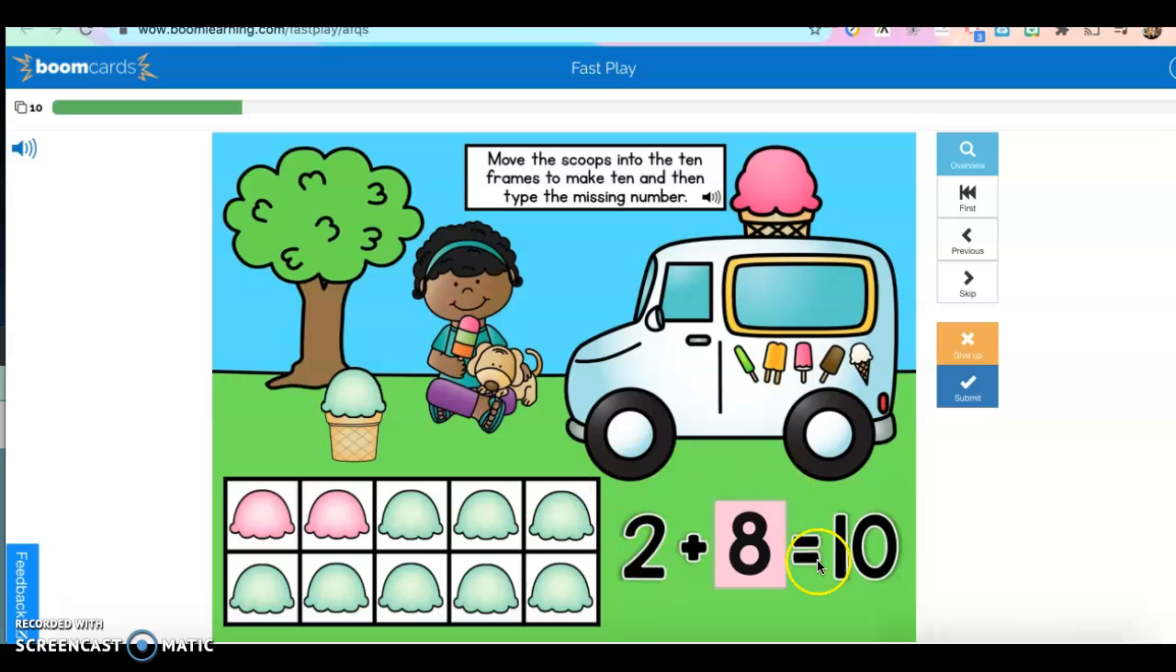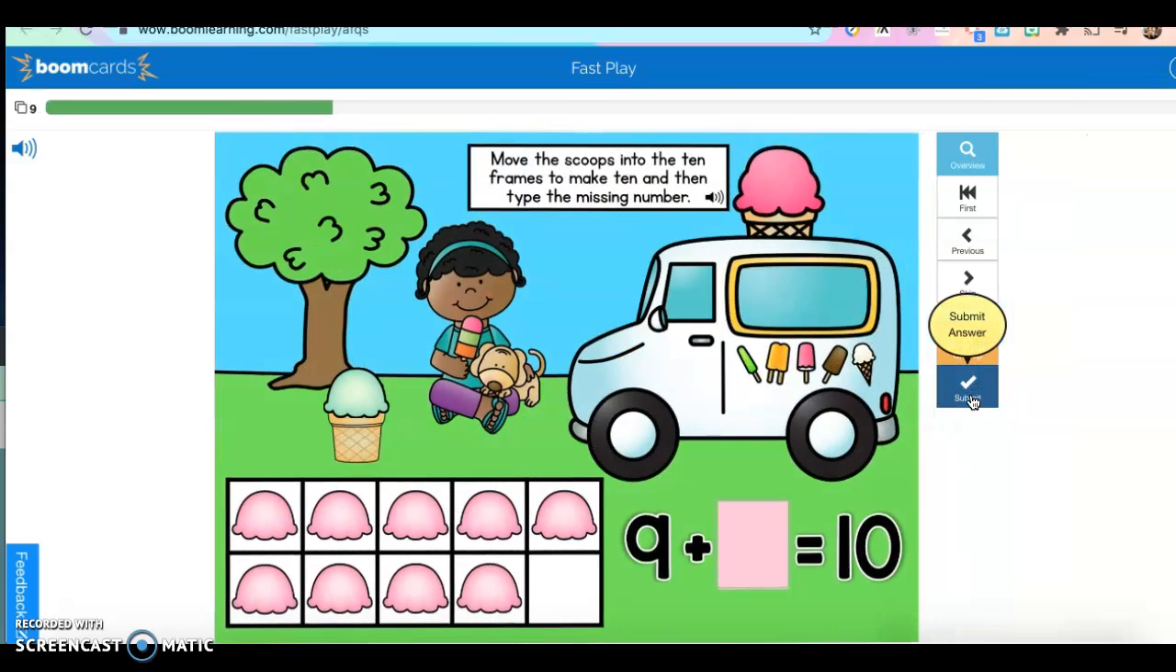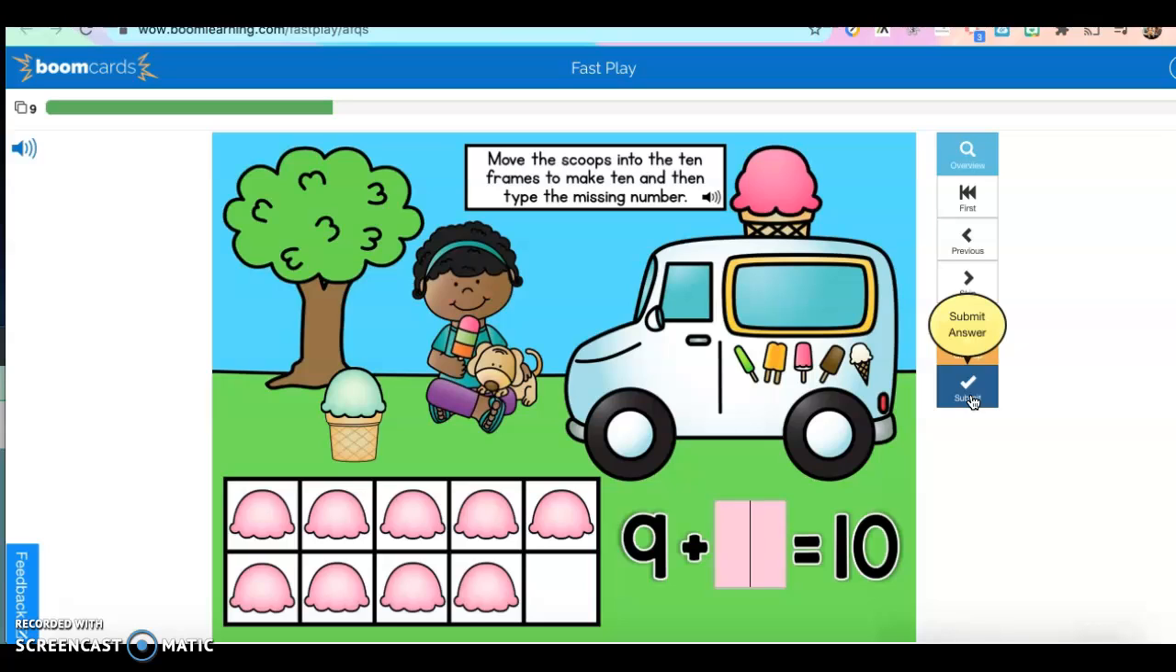So this is our equation that we came up with. 2 plus 8 equals 10. That's our equation. Because we had 2 pink scoops and then we had to add 8 more to make 10. Very good. All right, let's do one more together and then the rest you are going to do on your own.